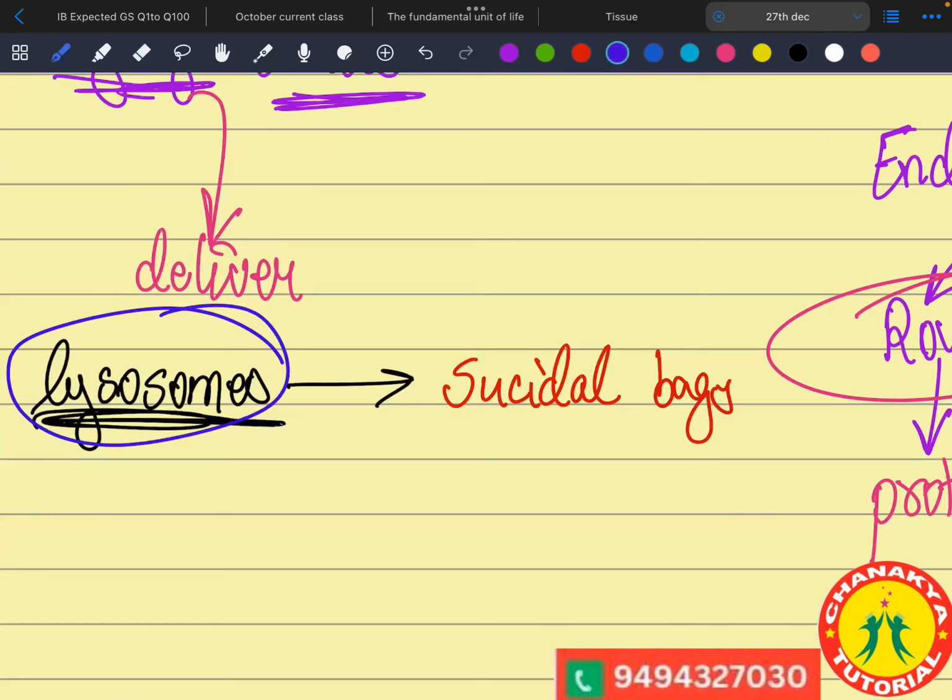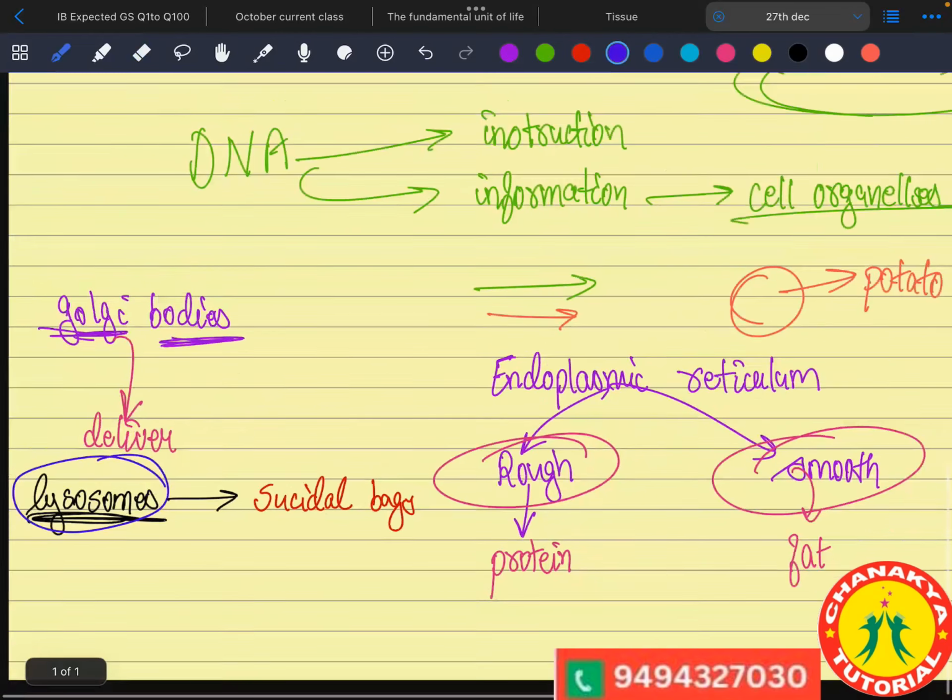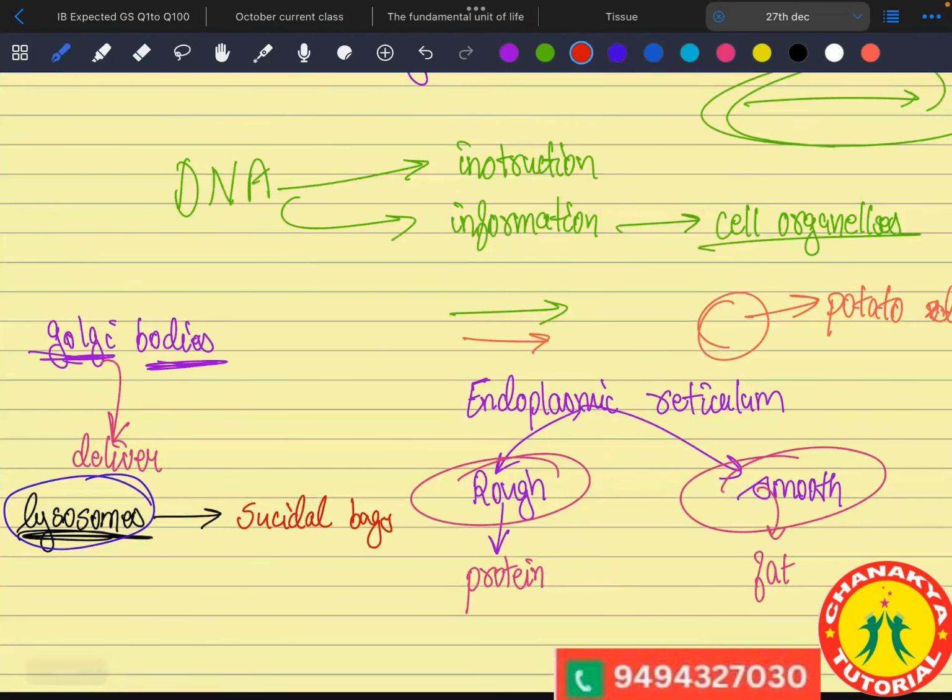So first of all, which parts have I told you? I have told you the Golgi bodies, the lysosomes, and the endoplasmic reticulum. Where are all of these located? All of these things are located inside the cell, and these are all known as cell organelles.